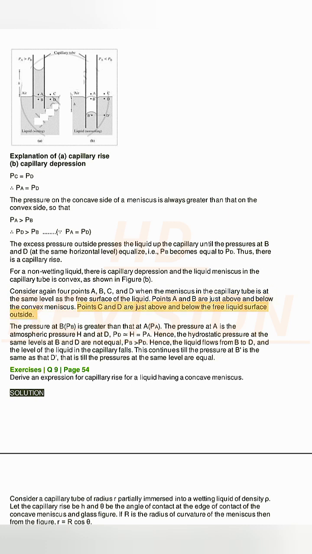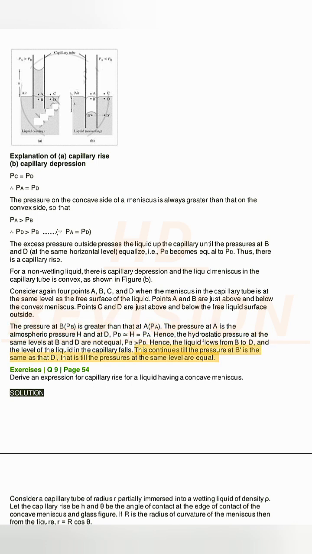Points C and D are just above and below the free liquid surface outside. The pressure at B is greater than that at A. The pressure at A is the atmospheric pressure P0, and at D, P_D is approximately equal to P0, equal to P_A. Hence, the hydrostatic pressures at the same levels at B and D are not equal, P_B is greater than P_D. Hence, the liquid flows from B to D, and the level of the liquid in the capillary falls.